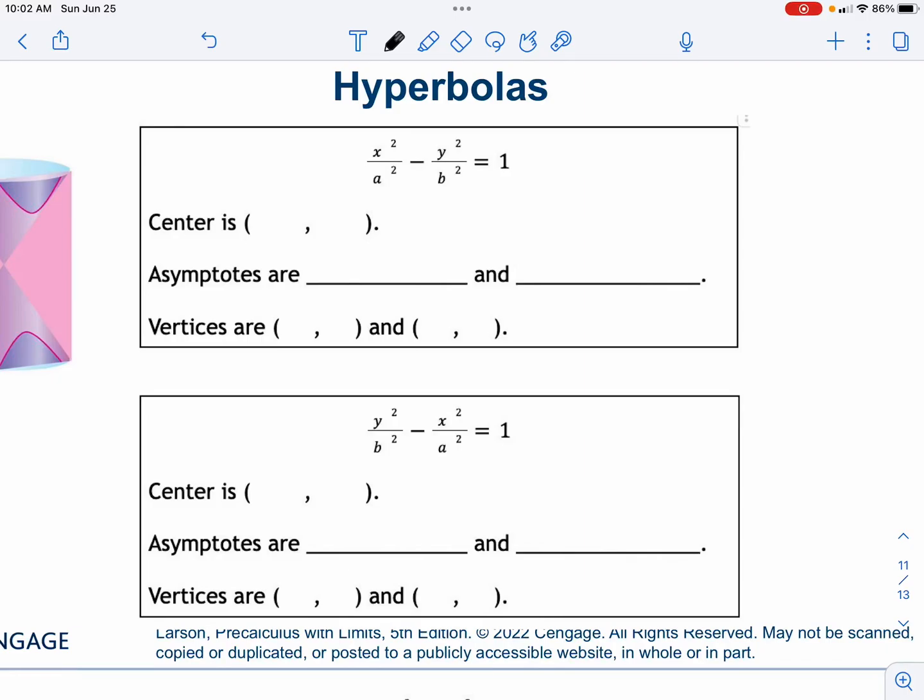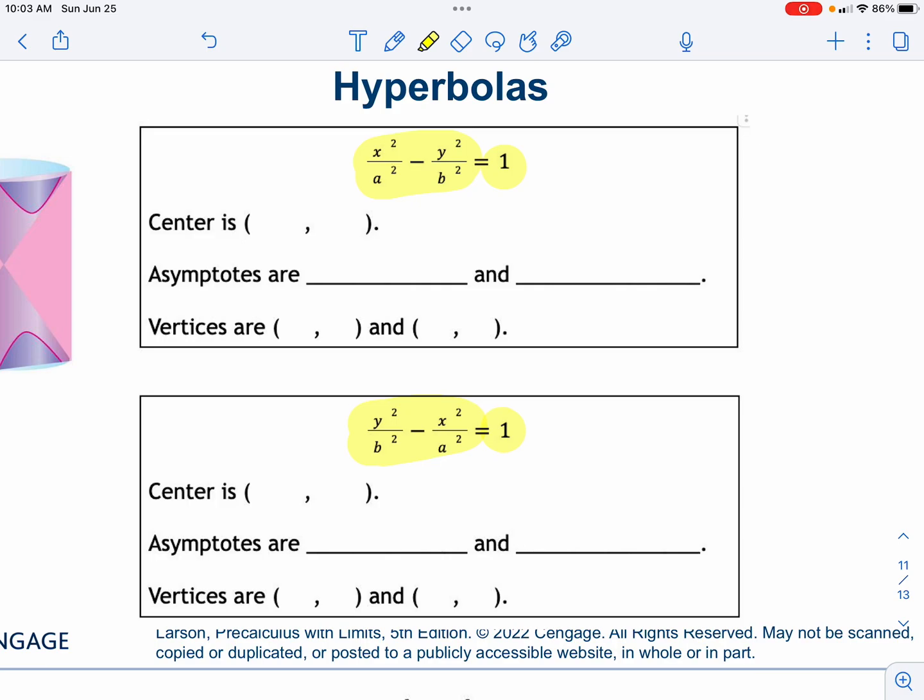Hyperbolas are the fourth conic section that we're going to discuss, and you can see the standard form here. It's slightly different than an ellipse in that the two terms here are separated by a minus instead of separated by a plus. That's going to be the distinguishing factor between ellipses and hyperbolas. The standard form always has it equal 1, so that will be consistent.